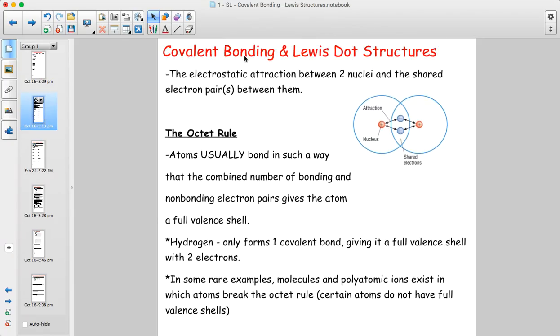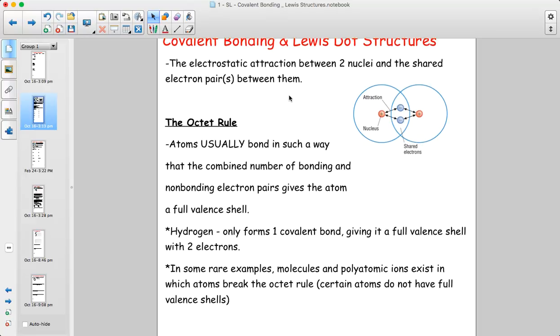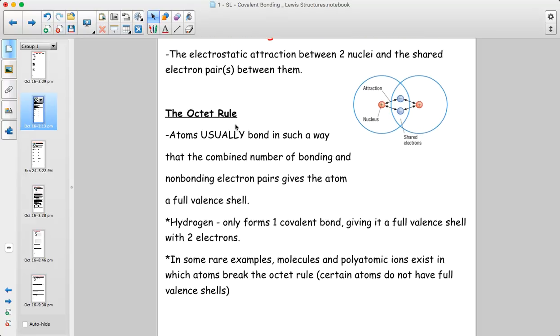So normally when we do covalent bonding and Lewis dot structures, we're going to focus in on a rule that's referred to as the octet rule. The idea is that usually atoms are going to covalently bond in such a way that the number of bonded electrons, the number of electrons that they're sharing, and the non-bonding electrons, the ones that they're not sharing, give the atom a full octet, a full 8 outer electrons. So normally 8 electrons is a full valence shell, hence the name, the octet rule.